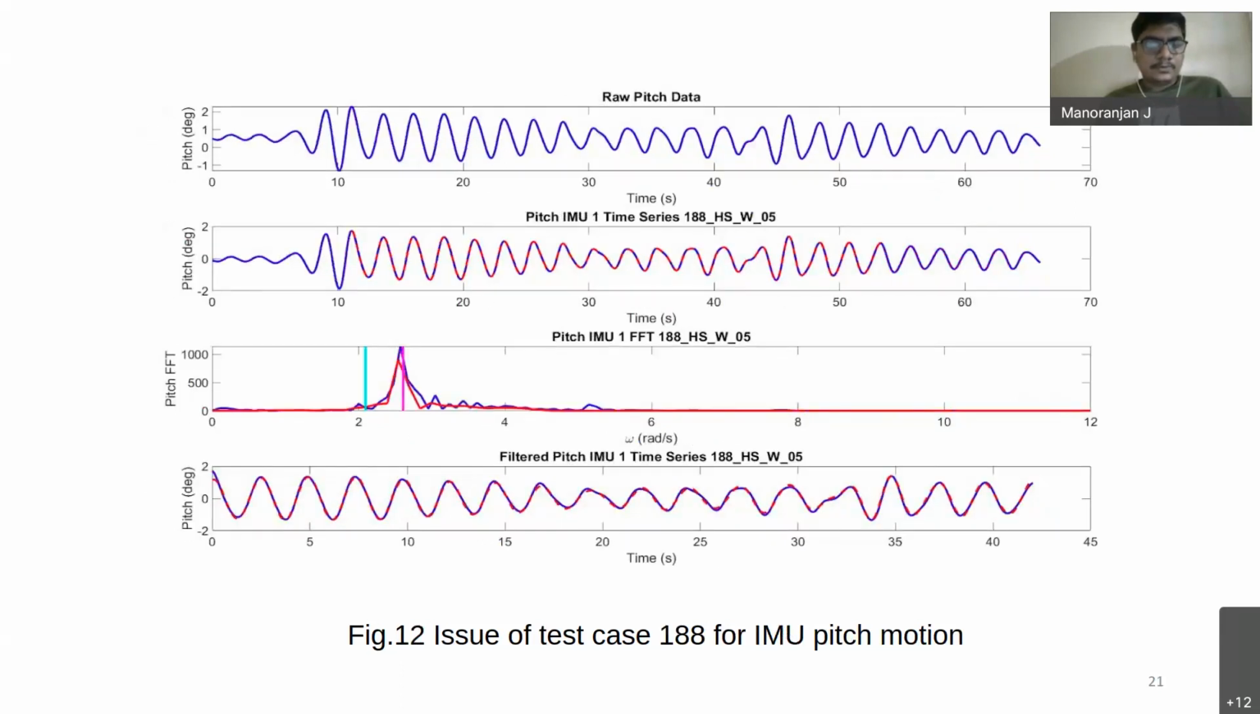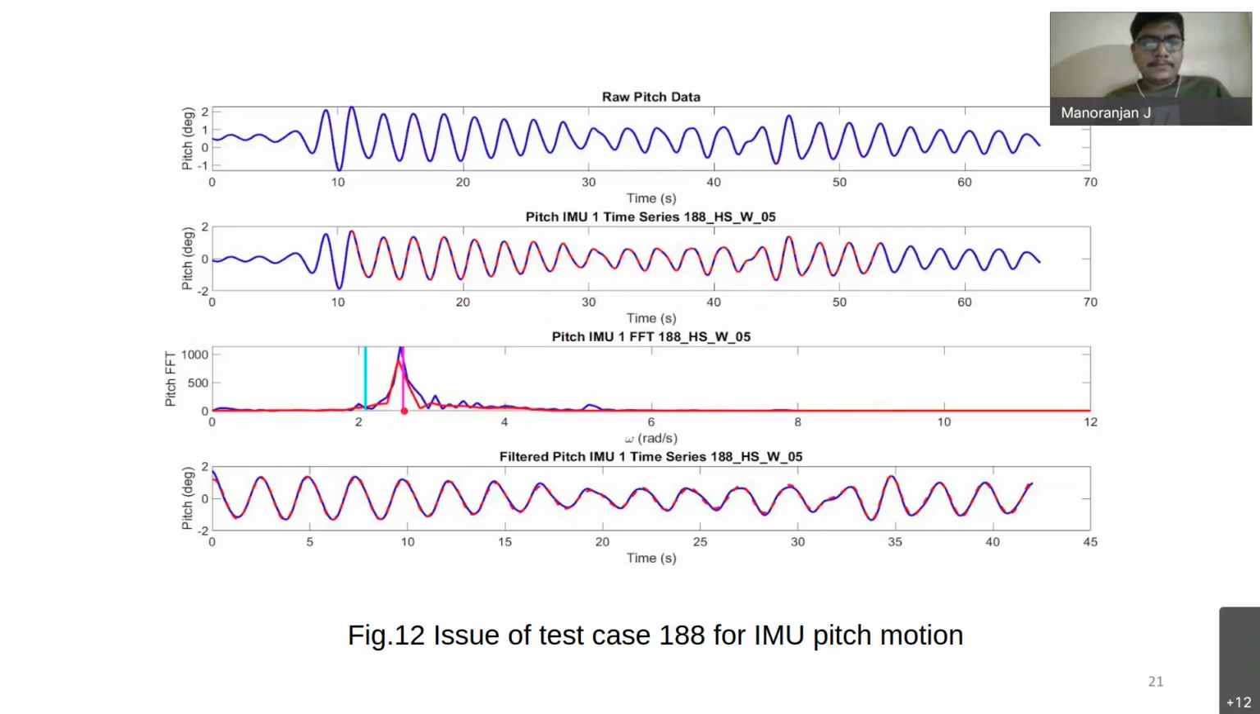The previous plot was for wave motion, and these plots correspond to the pitch from the XSense IMU. Here too, after the transient state, you see a steady state response. But again, after some time, like 30 seconds or so, you see a weird response in pitch. We are not able to filter out this part, and as I mentioned, this tends to hinder the process for RAO computation at larger wavelengths.